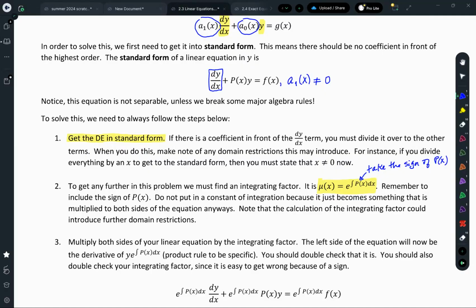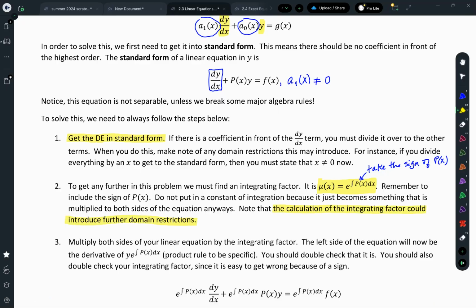When we integrate for the integrating factor, when we integrate the integral of p of x dx, we do not put in a plus c there. And the reason for that is that if we had a plus c, that would end up being an e to the c, which is just a constant multiplier. So it's just a constant that would go away in the end. And so we don't worry about it. The calculation of the integrating factor could introduce further domain restrictions.